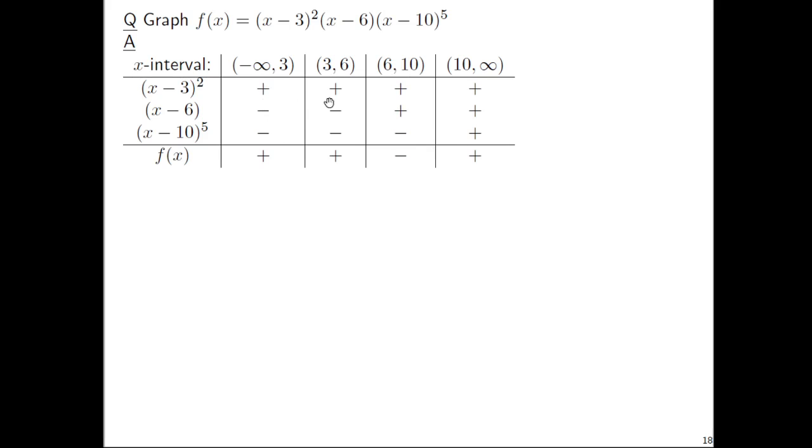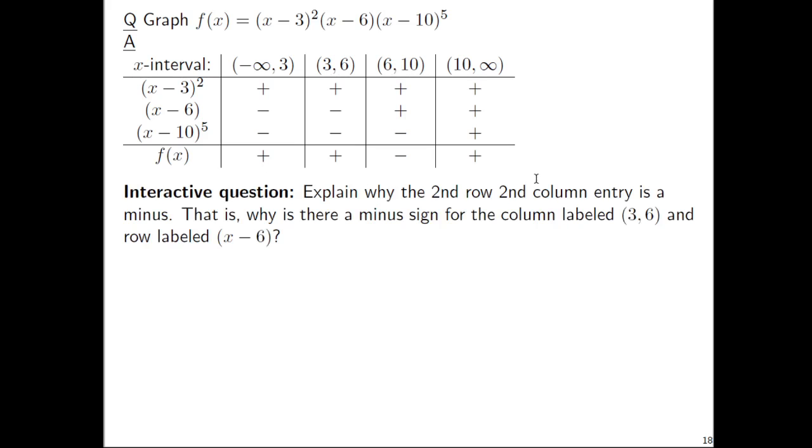Don't overdo the amount of arithmetic. You need this chart to be accurate, but at the same time, don't overdo it. We're just trying to figure out pluses and minuses. In the end, for f of x, which is the product of this, this, and this, a plus times a negative is a minus, and so on. So we end up with plus, plus, minus, plus.